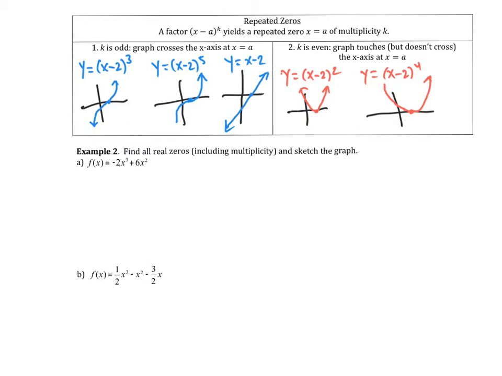Okay, for example 2, I'm going to find the real zeros algebraically, including multiplicity, and use what I know about multiplicity of zeros and the end behavior of a graph to make a sketch. And I just want to get the end behavior correct and the behavior at the zeros correct. The rest of the graph I'm not going to worry about. Okay, to find the zeros, of course, I set this equal to 0.